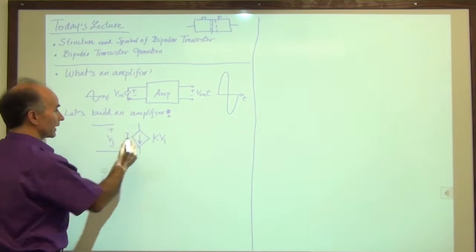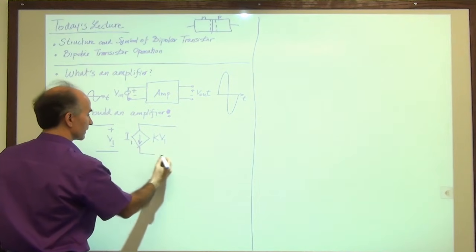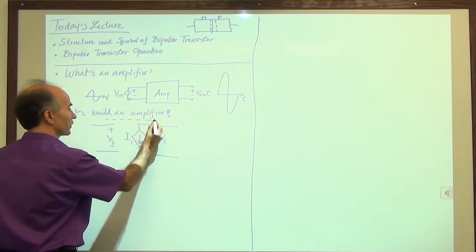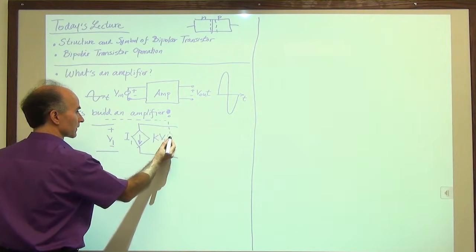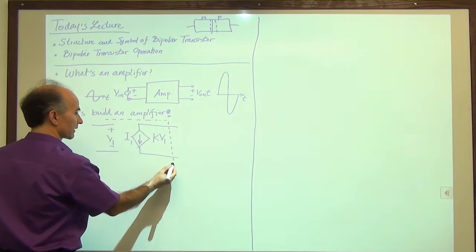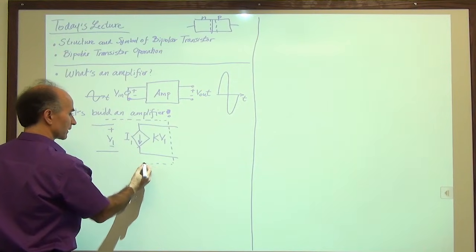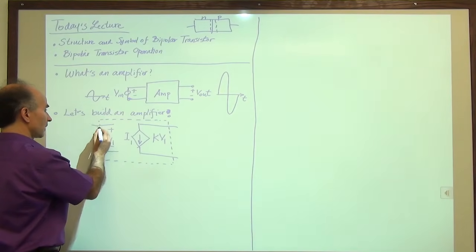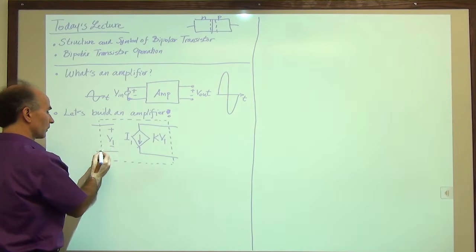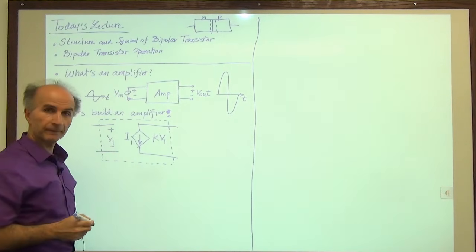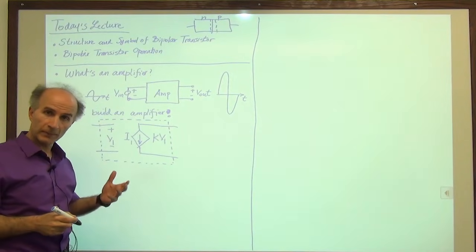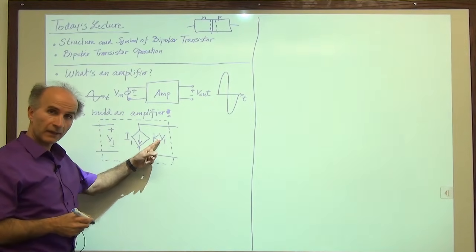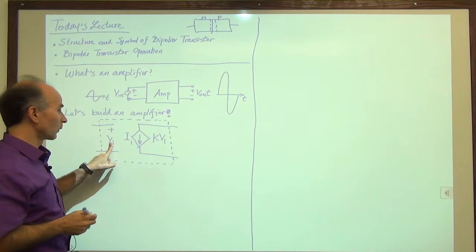Okay, so I buy this device. This is a voltage-dependent current source. It's a current source, and its value depends on a voltage. So we call it a voltage-dependent current source. Sometimes we call it a voltage-controlled current source. Same thing. This current source has a value that is K times V1.